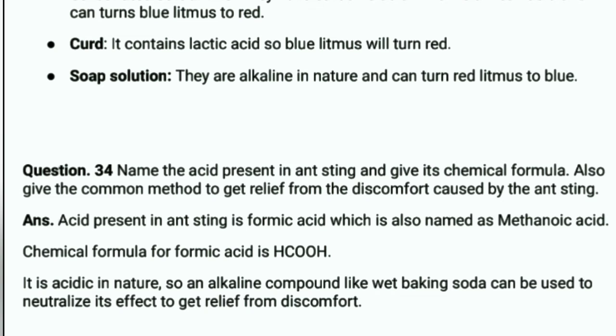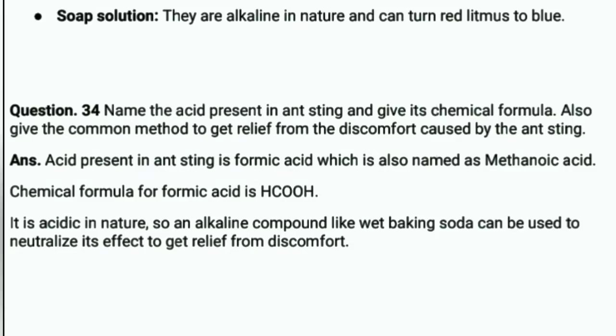Chemical formula of formic acid is HCOOH. It is acidic in nature, so an alkaline compound like wet baking soda can be used to neutralize its effect to get relief from discomfort.